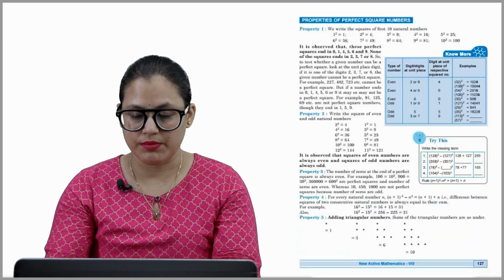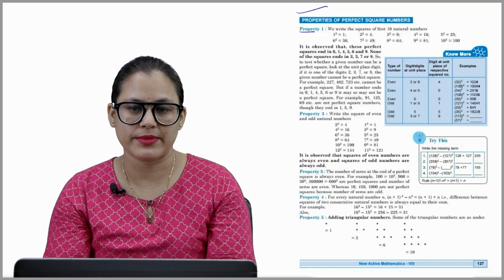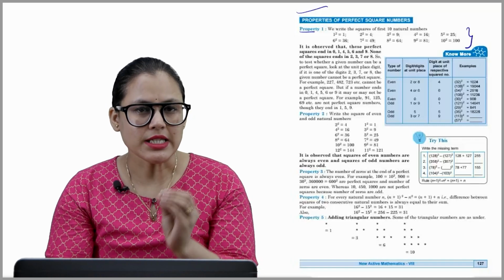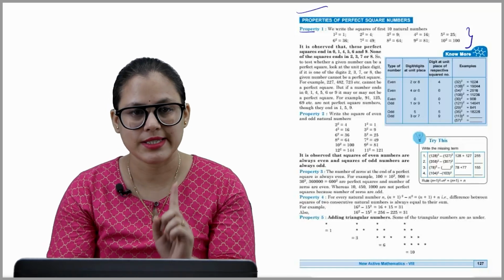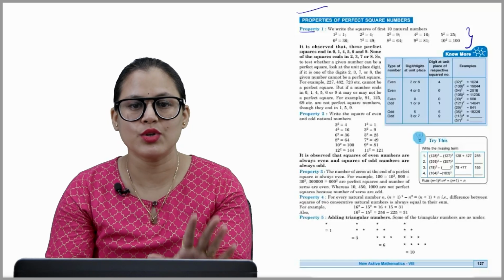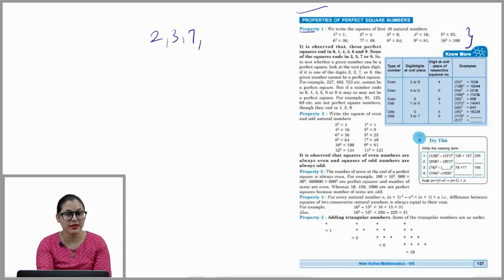Properties of perfect square numbers. Property 1. We write the squares of the first 10 natural numbers. So, these are the squares of the first 10 natural numbers. It is observed that these perfect squares end in 0, 1, 4, 5, 6 and 9. None of the squares ends in 2, 3, 7 or 8. As you can see here, none of them ends in 2, 3, 7 and 8.